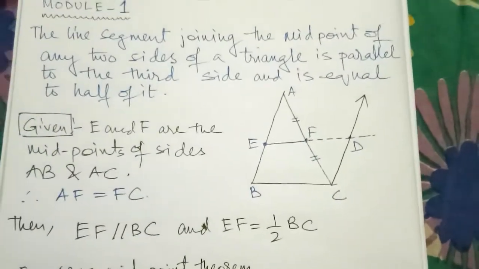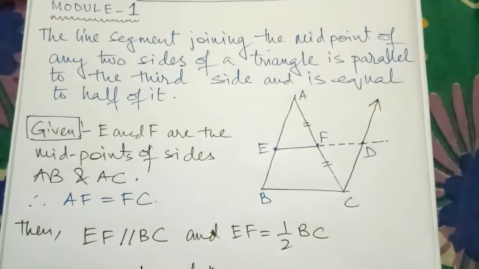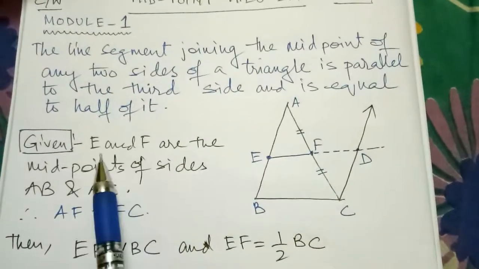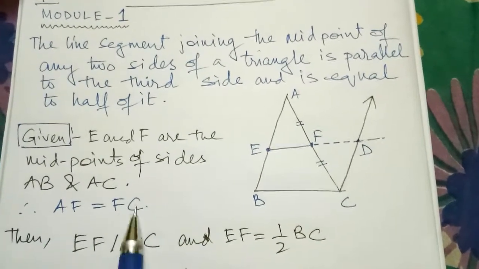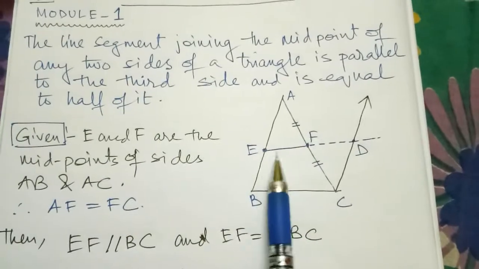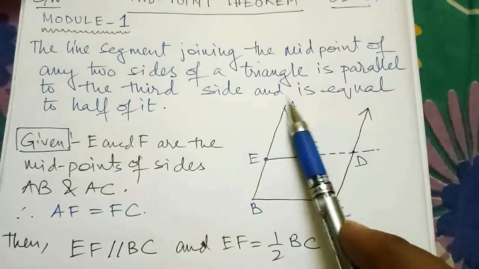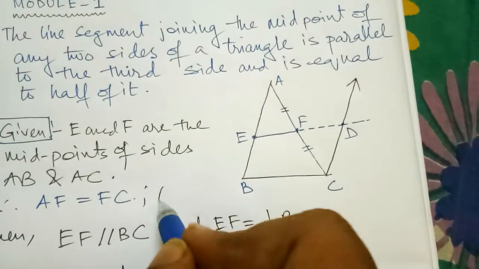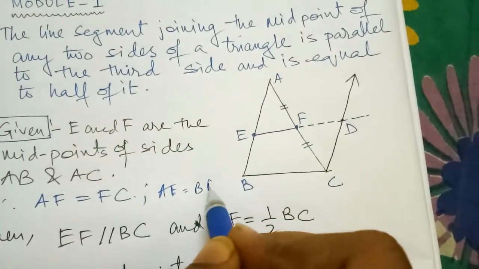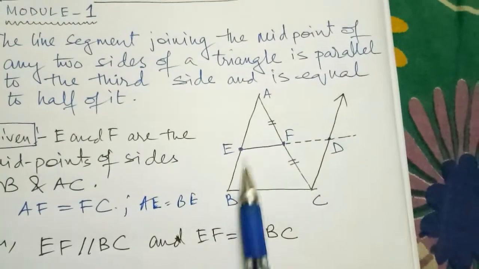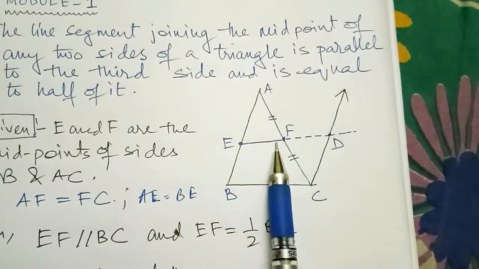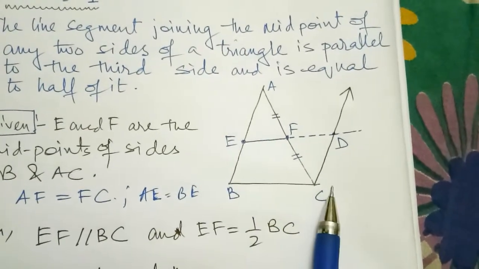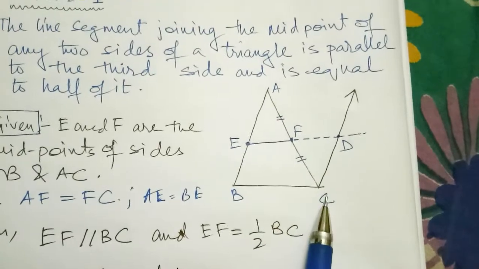Understood? Then one more theorem is there, just the opposite of this one. Just repeating one more time, E and F are the midpoints of sides AB and AC. That means we can write AE also equals BE. Then if the midpoints of two sides are given, we can say that EF is parallel to BC, and EF equals half of BC.